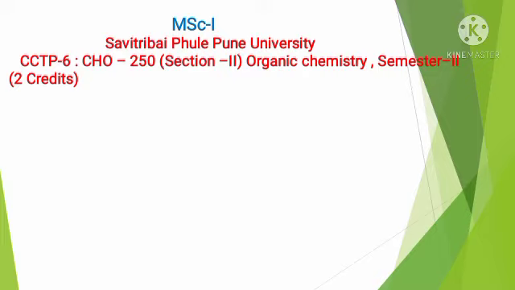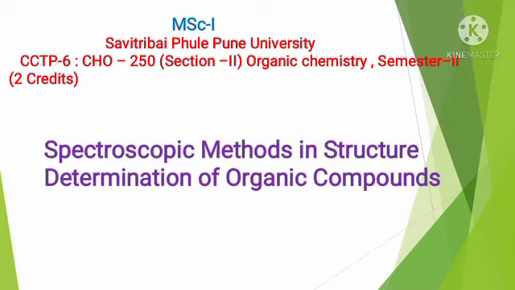In this semester, I am going to teach you paper number CCTP 6 CHO 250, section 2nd, spectroscopic methods in structure determination of organic compounds. We know what is meant by spectroscopy. Spectroscopy is the study of responses of the molecule when it is exposed to a certain kind of radiation.